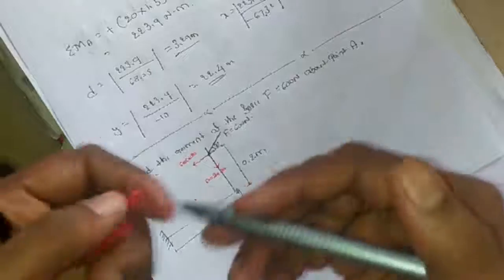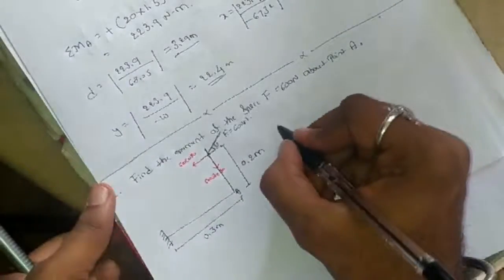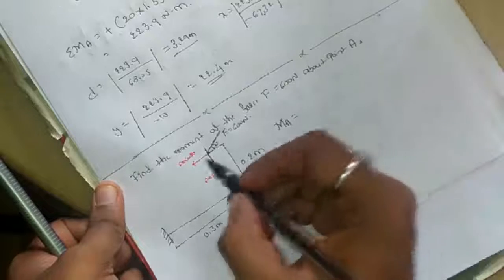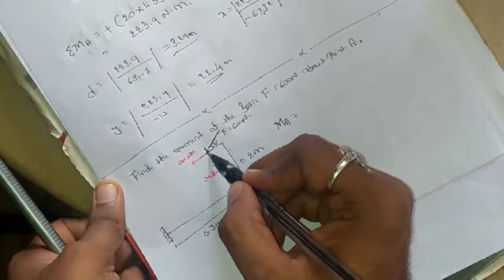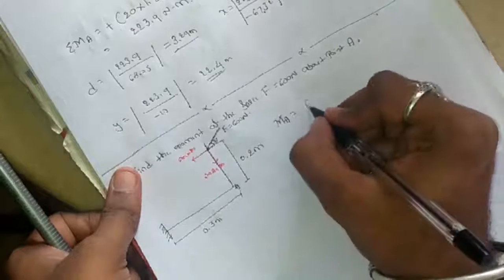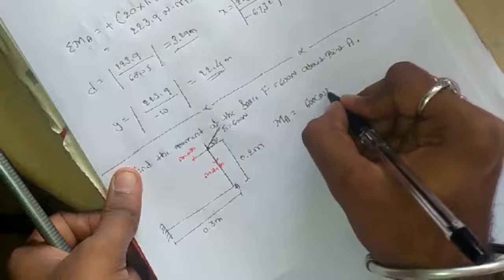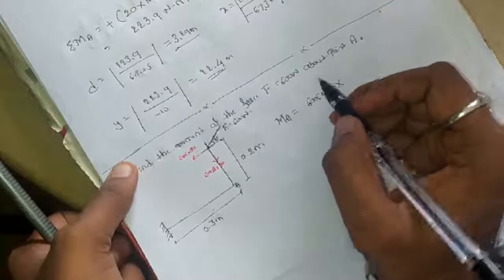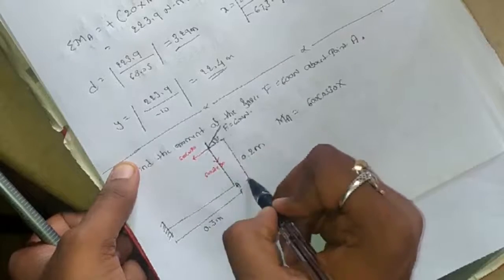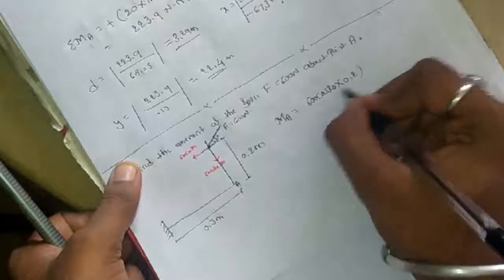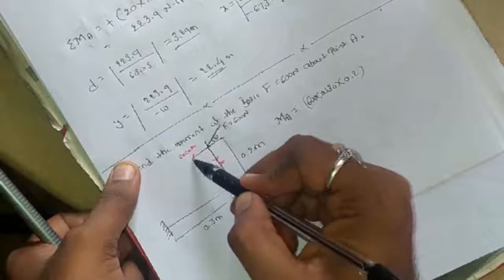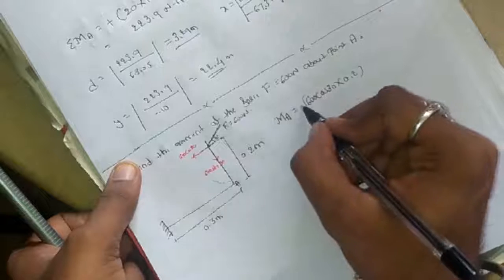So moment about point A is equal to force into perpendicular distance. This is the 600 cos 30 component, this is the 600 sin 30 component. First we'll consider 600 cos 30 into the perpendicular distance. Force is horizontal, distance should be vertical. You can see here, this is the force, this is the perpendicular distance, that is 0.2. Now is it clockwise or anti-clockwise? From the arrow mark to the given point along the distance, imagine an arc. You can see here it is anti-clockwise, so minus.